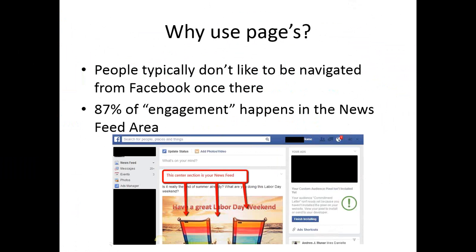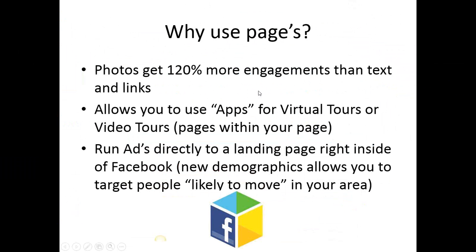The reason we're using Facebook for this is because 87% of engagement happens right there on the news feeds. And by the end of our presentation today, you're going to see a really cool way to get your listing into people's news feeds. Really, really neat stuff. Photos generate 120% more engagement than texts and links.